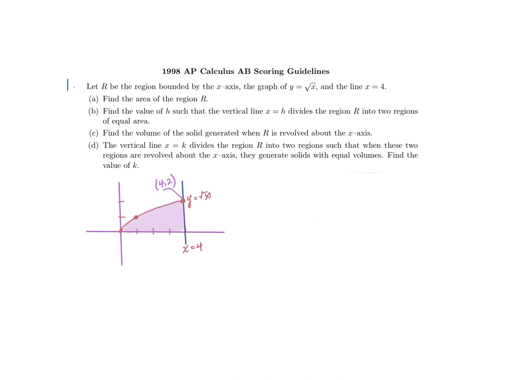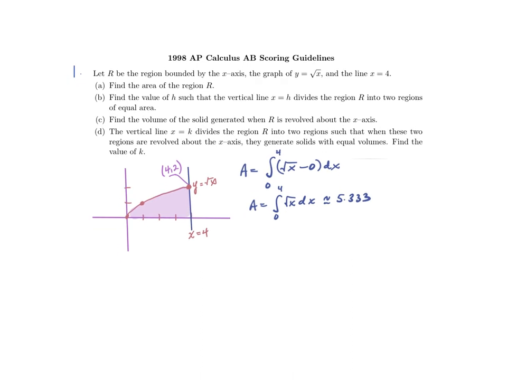So the area is going to be the integral from 0 to 4 of the upper curve, root x, minus the lower curve, which is 0, dx. Then I'm just going to plug this into my calculator. So the area is the integral from 0 to 4 of square root of x dx. If we put that in our calculator, we're going to get 5.333. So this is part A.